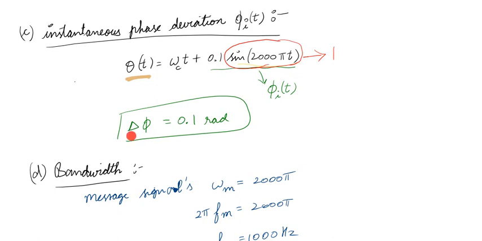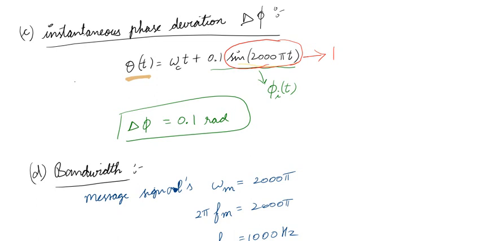This is not the instantaneous phase phi_i(t). They are asking for the phase deviation, so a correction here: it's delta phi. So delta phi is 0.1 radians.